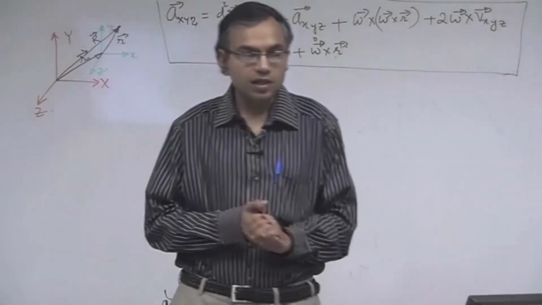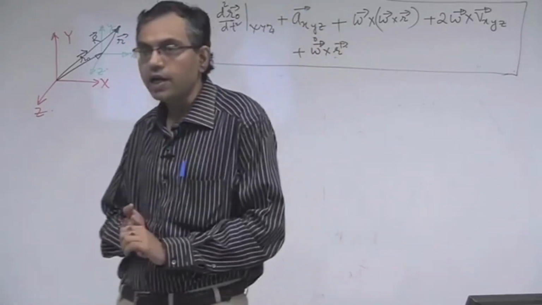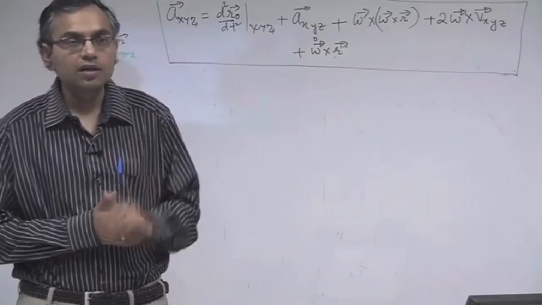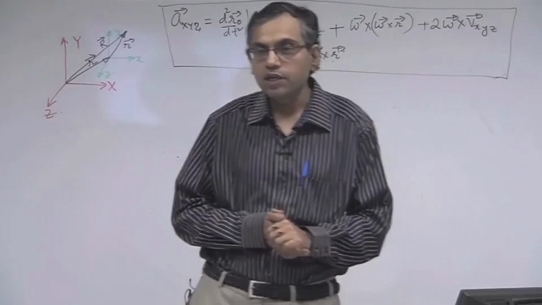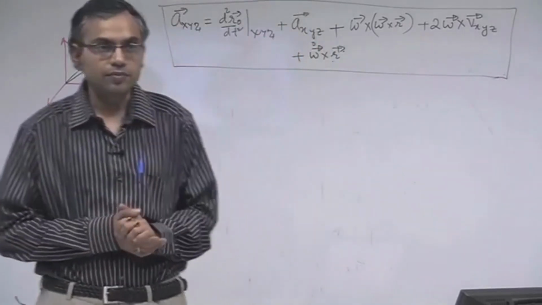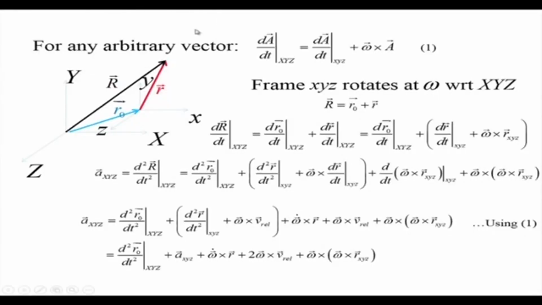In the previous lecture we started discussing the basic mechanics of flow on a rotating device, and we started by considering the derivative of a vector in a moving reference frame. To summarize what we have done so far: we considered that capital XYZ is an inertial reference frame, and small xyz is a frame which rotates at an angular velocity omega with respect to capital XYZ.